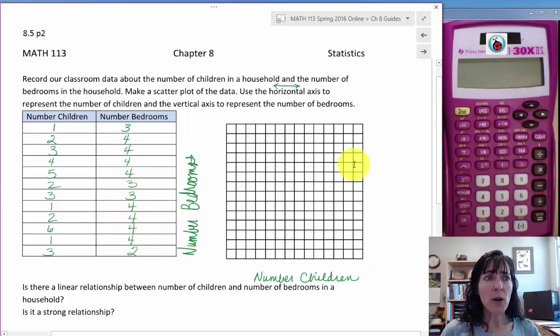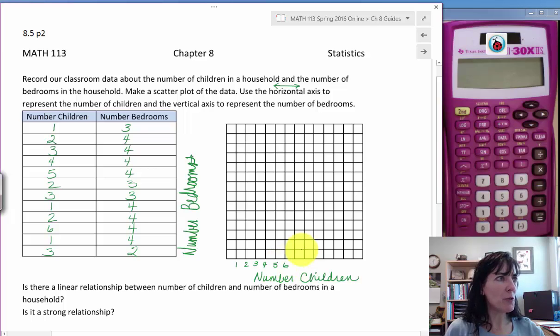Then I need to figure out how much each block is going to be worth. I'm looking at the number of children because that goes on the x-axis, the horizontal axis. The smallest is 1, and the largest is 6, it looks like so far. So I think I have plenty of blocks so that each block stands for a single child. So I can label them each: 1, 2, 3, 4, 5, 6.